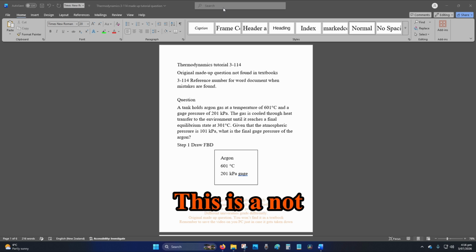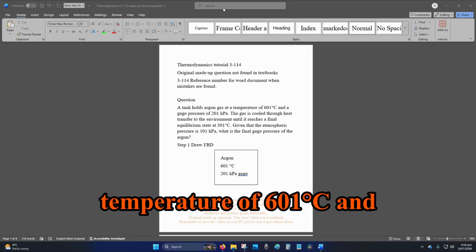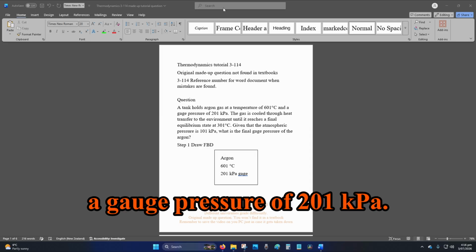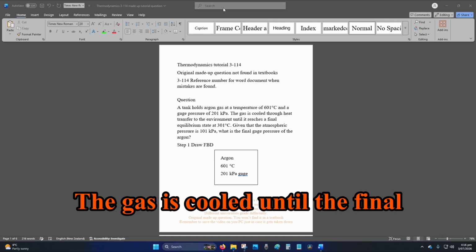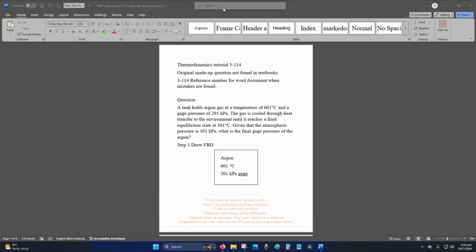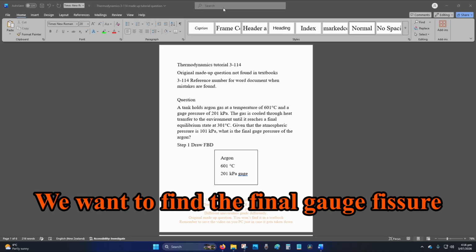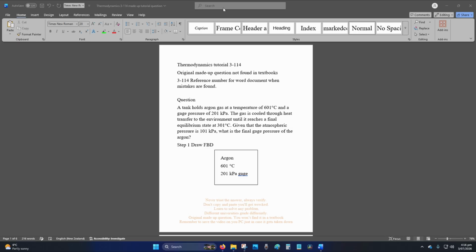This is a made-up question not found in your textbooks. We got a tank holding argon gas at a temperature of 601 degrees Celsius and a gauge pressure of 201 kPa. The gas is cooled until the final temperature is 301 degrees Celsius. We want to find the final gauge pressure when the atmospheric pressure is 101 kPa.